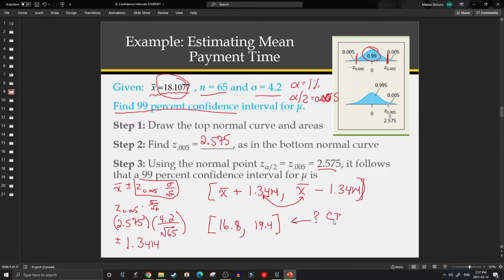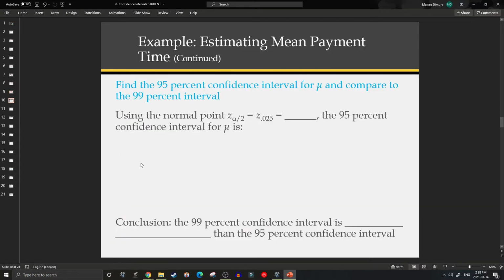So what is this? This is the confidence interval. It's actually the 99th percent confidence interval. Okay, so we're 99% sure that our true population mean is somewhere between 16.8 minutes and 19.4. Okay, so that's what the confidence interval is telling us.